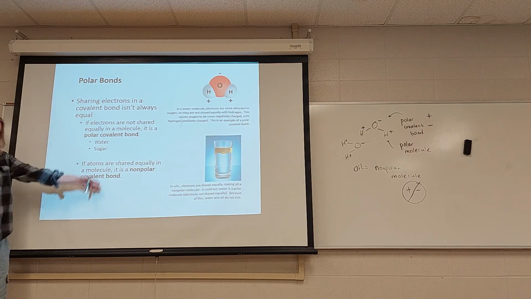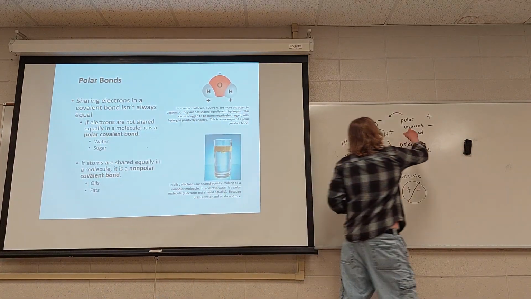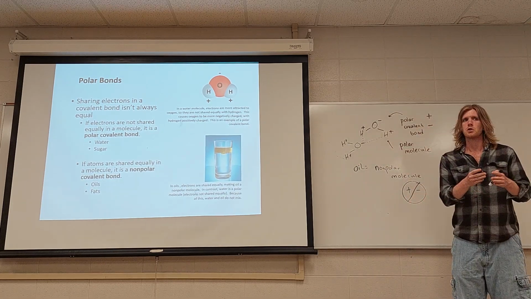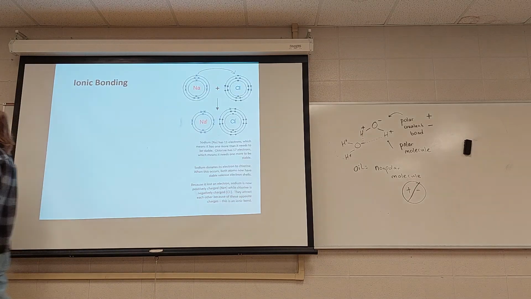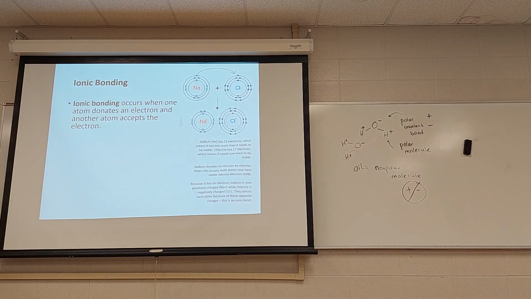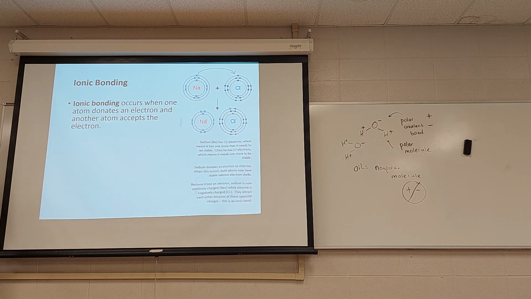All of this, by the way, is referring to covalent bonds, things that occur when you share. Okay? All of this involves electron sharing. Ionic bonding, in contrast, involves electron donating and receiving. Sometimes you don't want to share. Sometimes you just want to get rid of an electron.